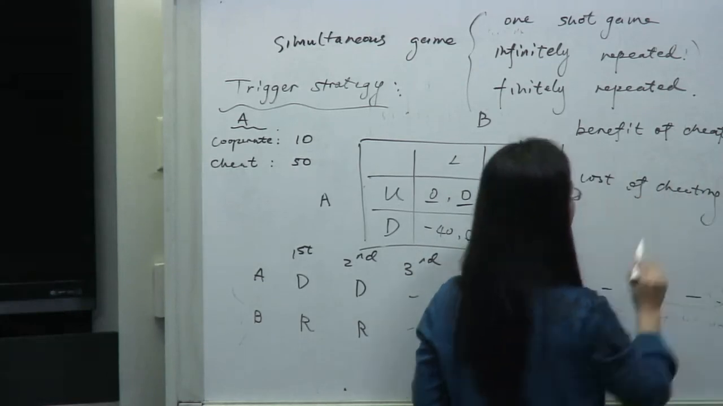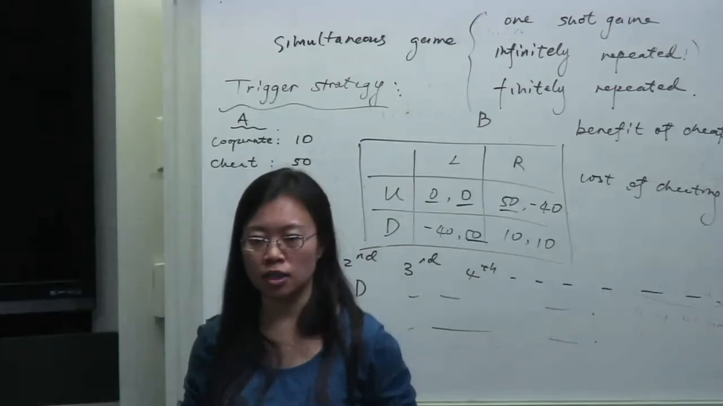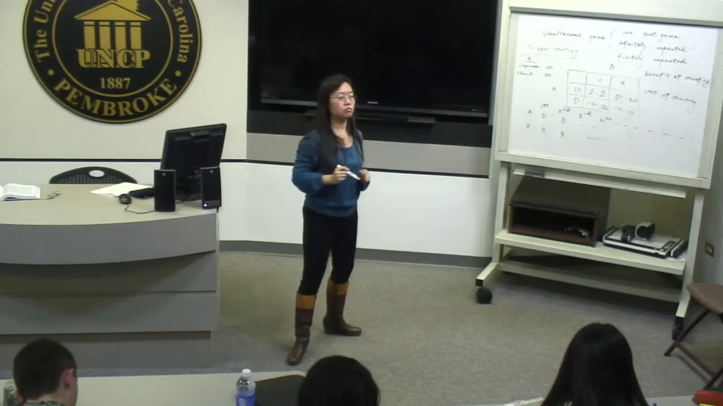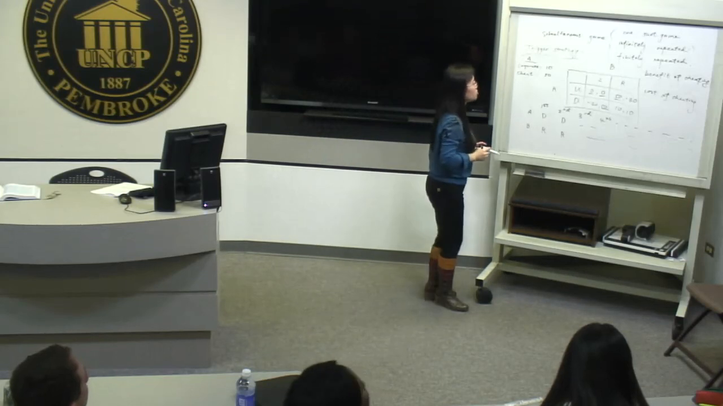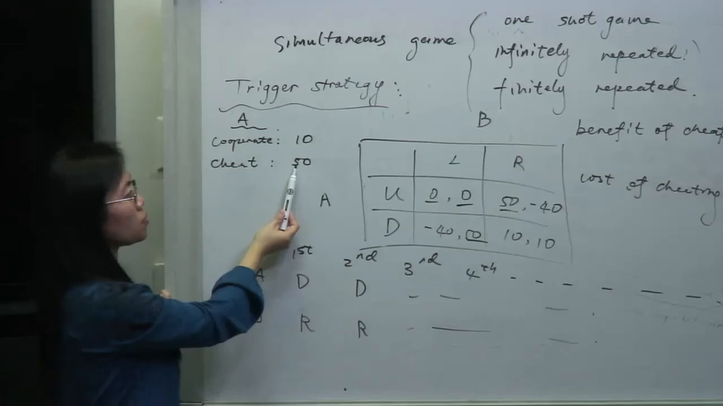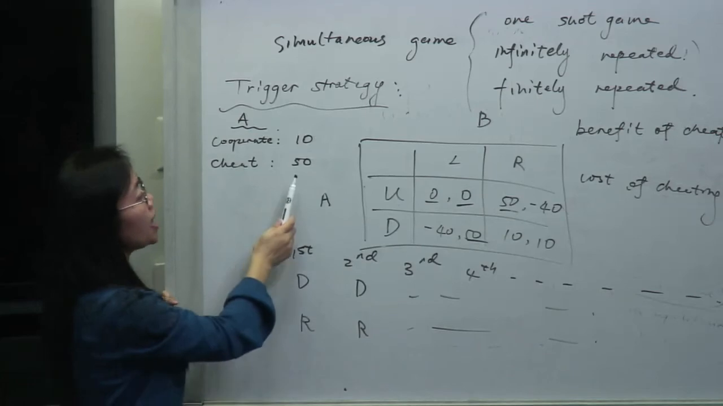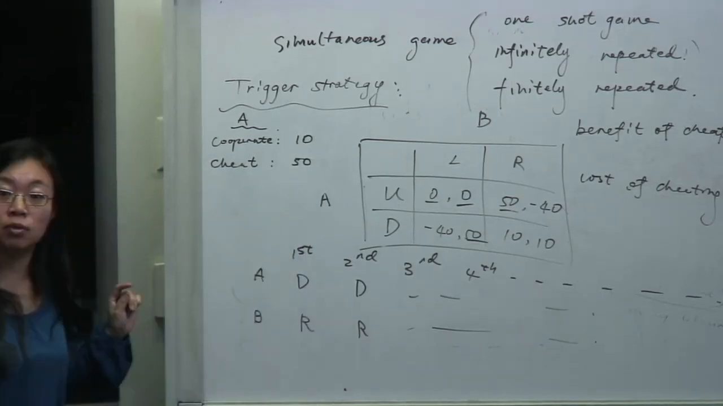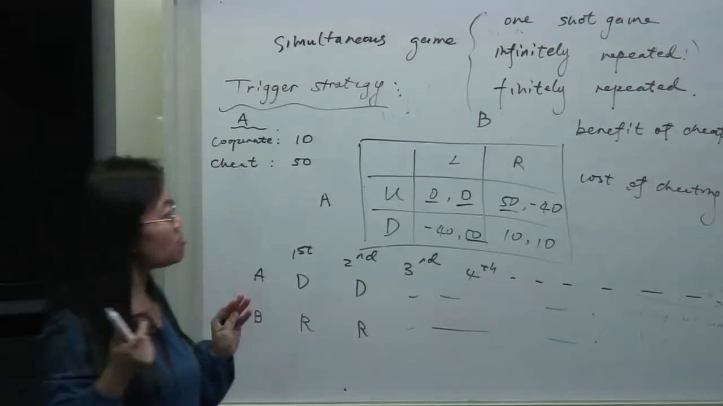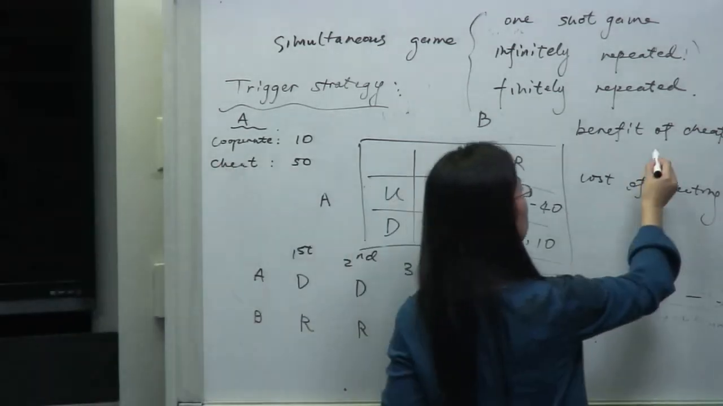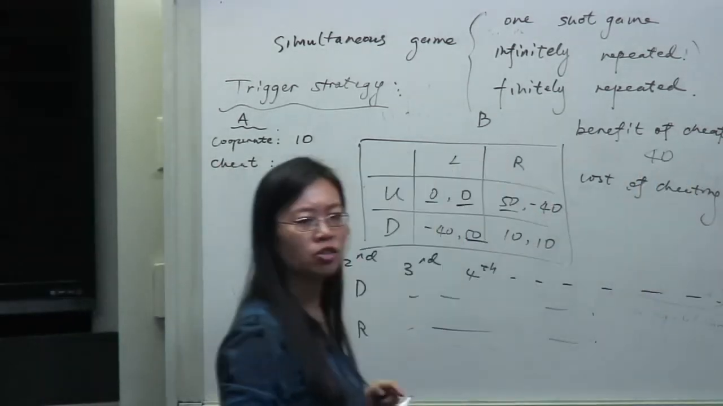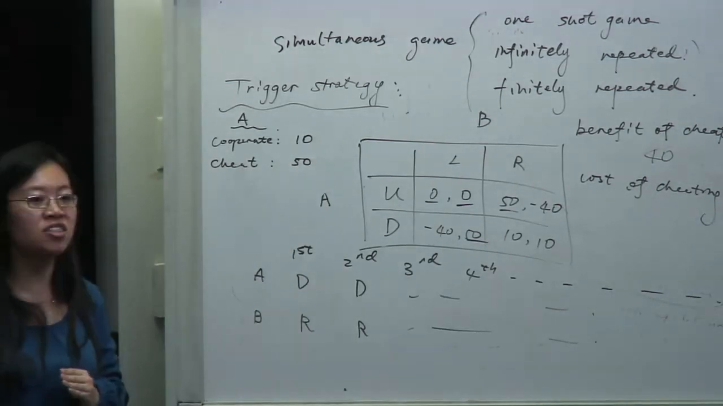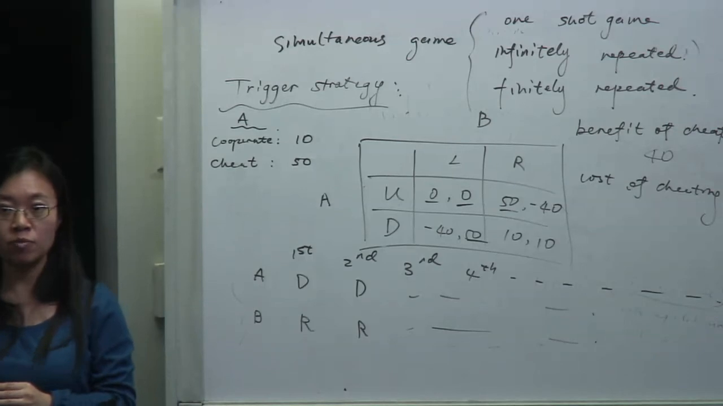If the benefit of cheating is less than the cost of cheating, then I will never cheat. What's the benefit of cheating? It's 40 one time, right? They can get 15 instead of 10, so they basically have a $40 surplus. So the benefit of cheating is 40. But what is the cost of the cheating? They're going to lose 10 from the next round and forever, right?